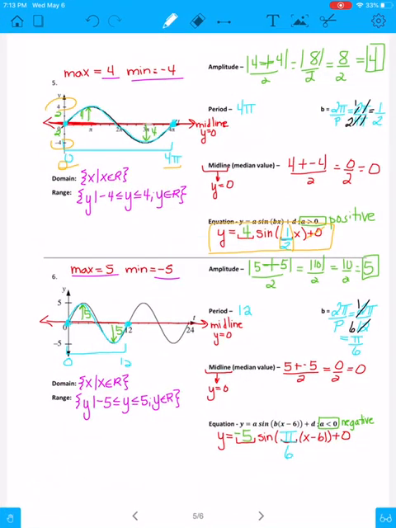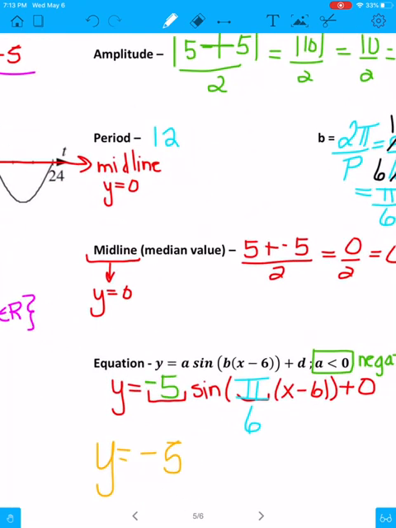So y equals negative 5. So we're going to go y equals negative 5 sine pi divided by 6 in brackets, x minus 6. And we don't need the plus 0 at the back technically because d is 0. I'm going to fix this 5 because it's terrible.